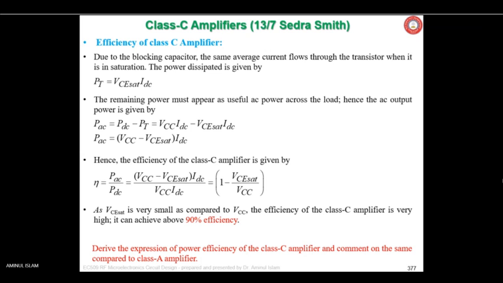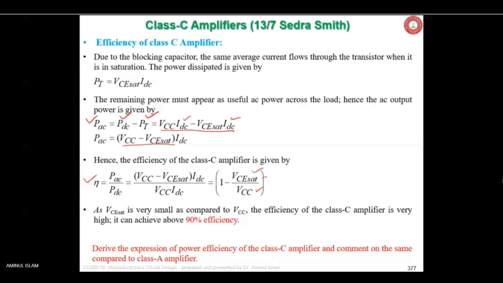Hence, the AC output power is given by PAC equals PDC minus PT, which is dissipated. Putting the values, we get this expression, and hence PAC can be written as this. It is commonly taken and written this way. Hence, the efficiency of the class C amplifier, eta, can be written as 1 minus VC sat by VCC.